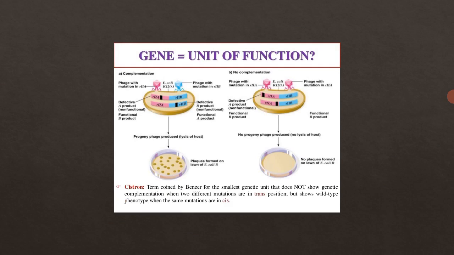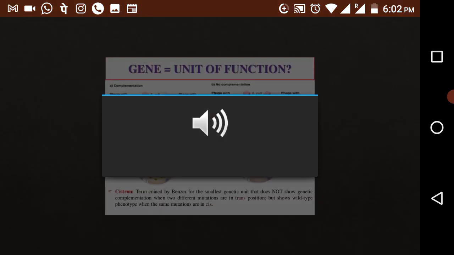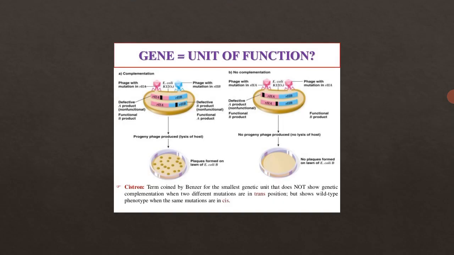You can see we have two R2B functional proteins, but they cannot complement each other, right? Complement means different products that are complementing with each other. So it will not produce any plaques or any progenies, showing that there is no complementation between the genes, that is, the mutations are present in the same gene.